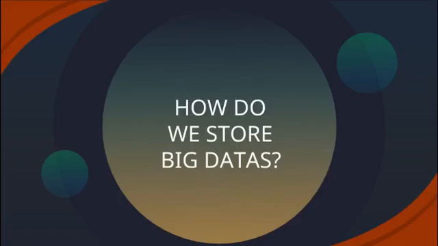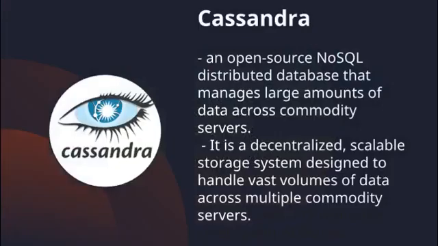How do we store big data? So here are 3 processing frameworks. First is Cassandra. Cassandra is an open-source NoSQL distributed database that manages large amounts of data across commodity servers. It is a decentralized, scalable storage system designed to handle vast volumes of data across multiple commodity servers.